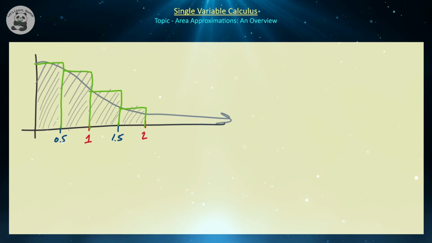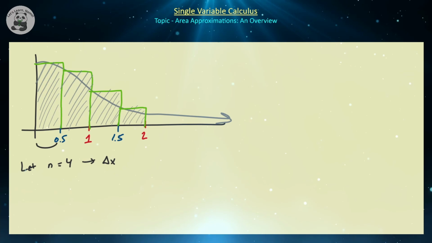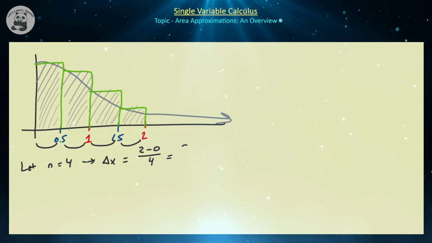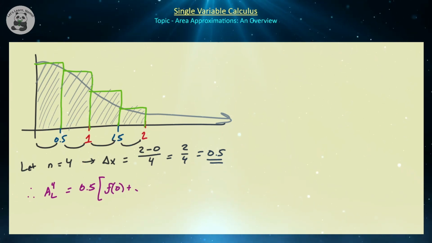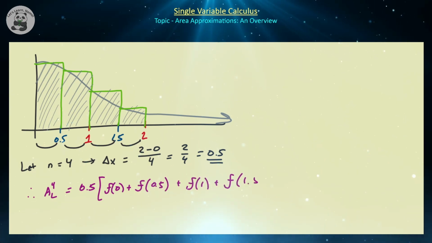Right? So obviously what we've done is we've let n be equal to 4. Therefore, what is the length of each of these intervals? It should be trivial that it is equal to half, but you can verify it with the formula that we've proven or stated before, which is 2 minus 0 divided by 4, which is 2 divided by 4, which is equal to 0.5, which is what we have before. So therefore, the left-hand rectangle approximation with 4 subpartitions will be equal to 0.5 times f of 0 plus f of 0.5 plus f of 1 plus f of 1.5.